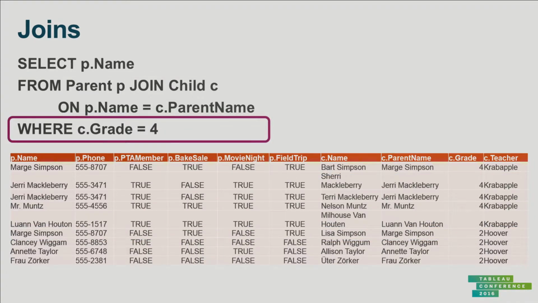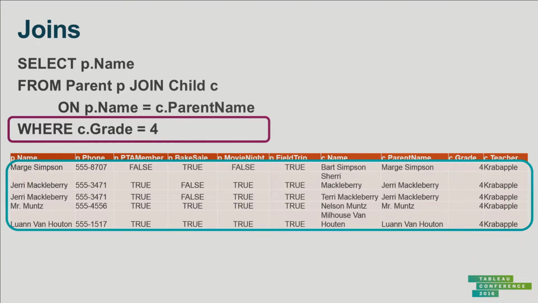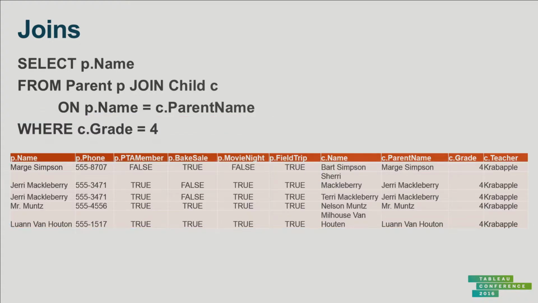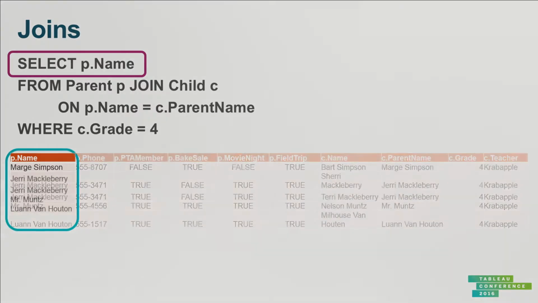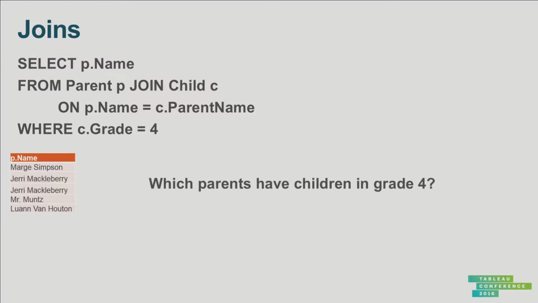And then I go on to the where clause, and I say, where grade equals 4. And now I just identify all those rows where grade is equal to 4. There they are. And I'm going to remove the other ones. So that's the next step. And then I'm going to do the select clause. What do I want? I just want that first column. I just want the name. And so I will identify that and cut everything else out. OK? So there's the answer to our question, which parents have children in grade 4?